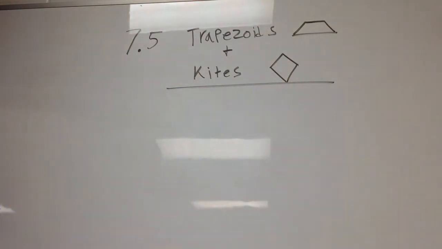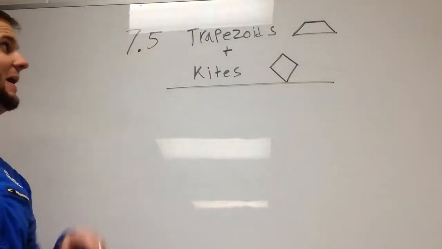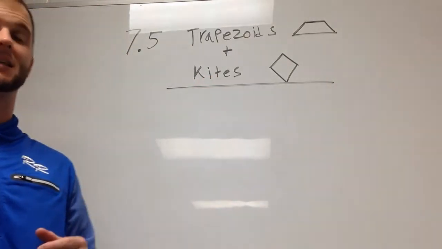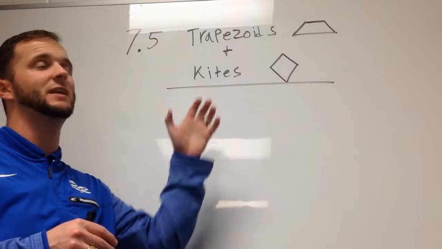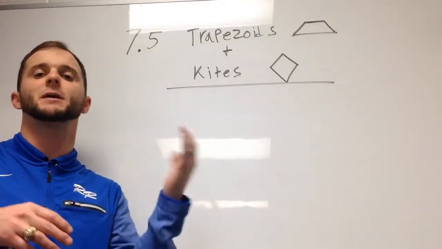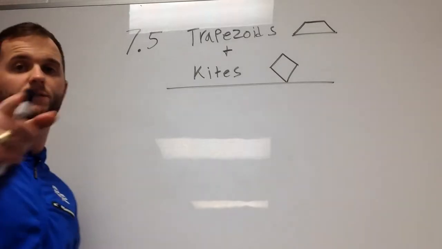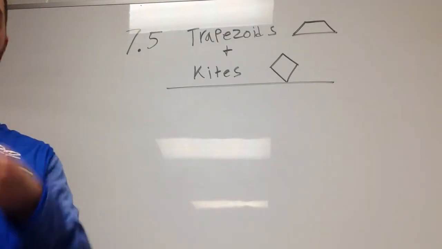Alright guys, so the next thing we're going to be looking at is 7.5 trapezoids and kites. So basically we're just going to be looking at the diagonals and the angles within these and how we can solve problems by looking just at those pieces of information. So the first thing we're going to look at is your vocab on your paper, on your notes.